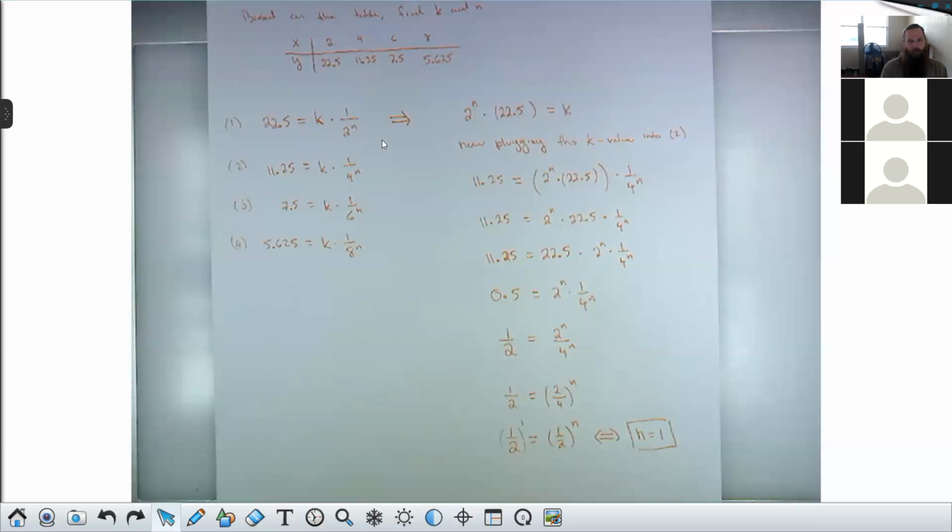This first step, I took this equation and I solved it for k. I was able to do that just by multiplying both sides by 2 to the n to get rid of this 1 over 2 to the n. That gets me here. Now I take this and I substitute it in here, right? Specifically right here. I know k is 2 to the n times 22.5. So this k right here, I can replace by 2 to the n times 22.5. And the rest of this equation is the rest of this equation.